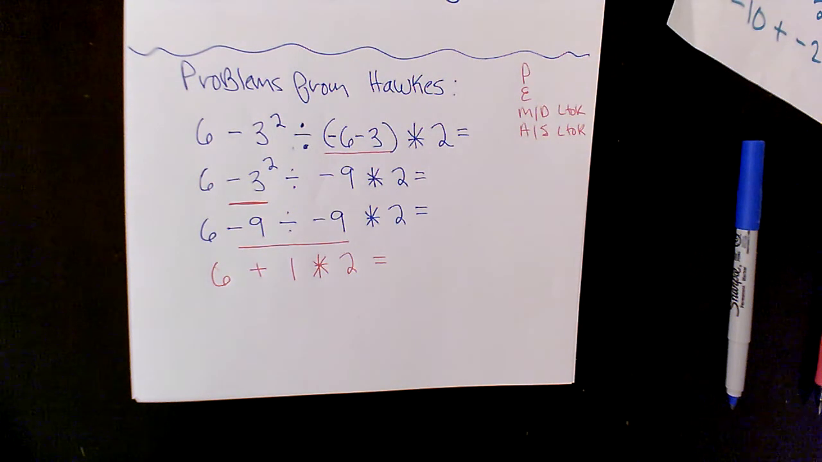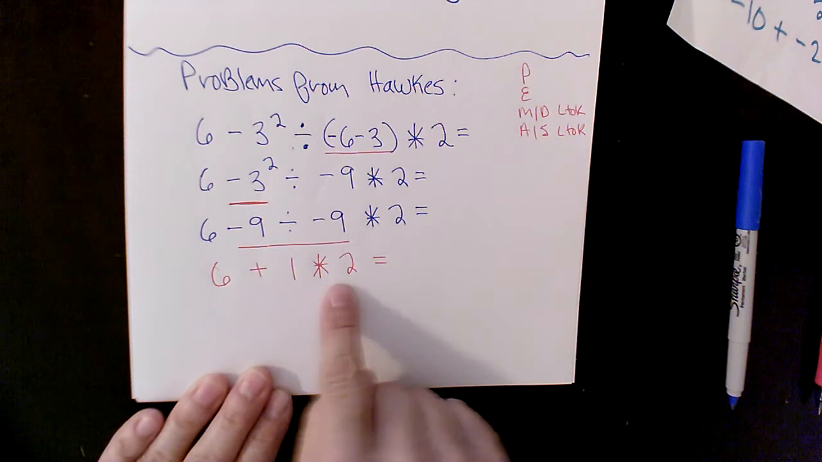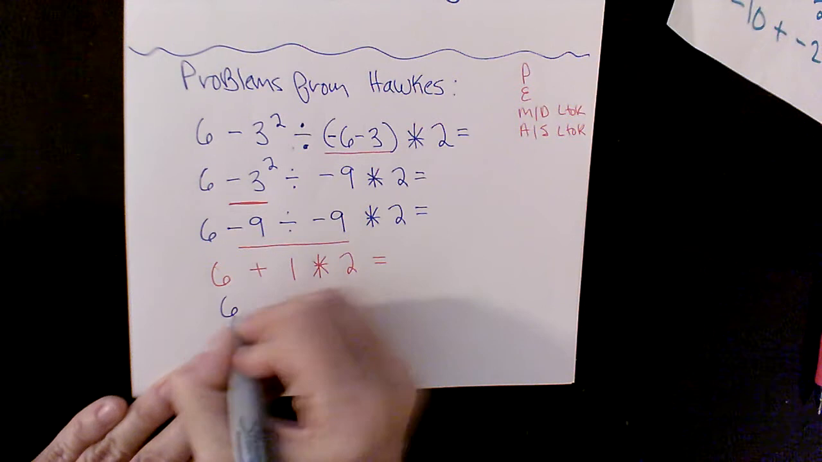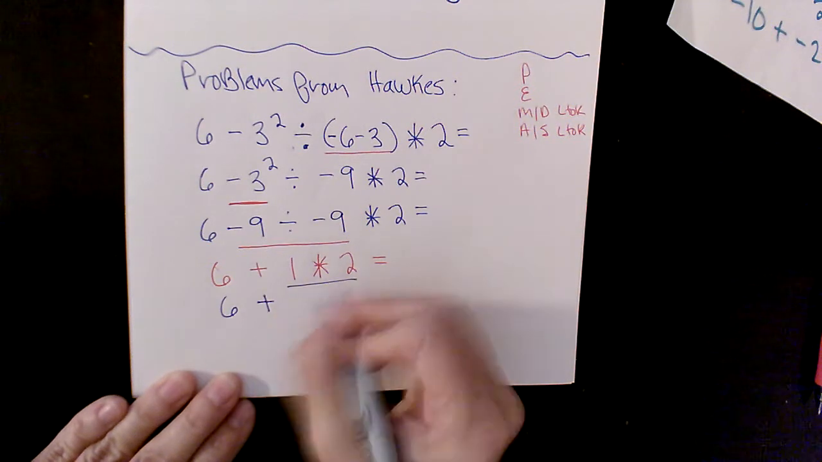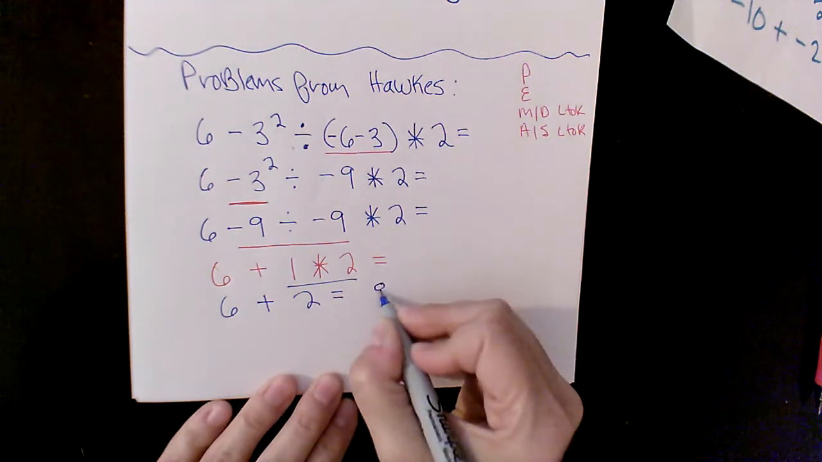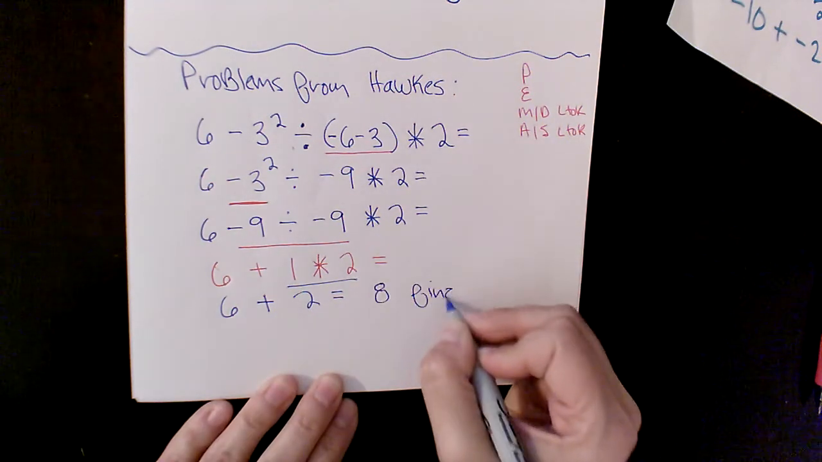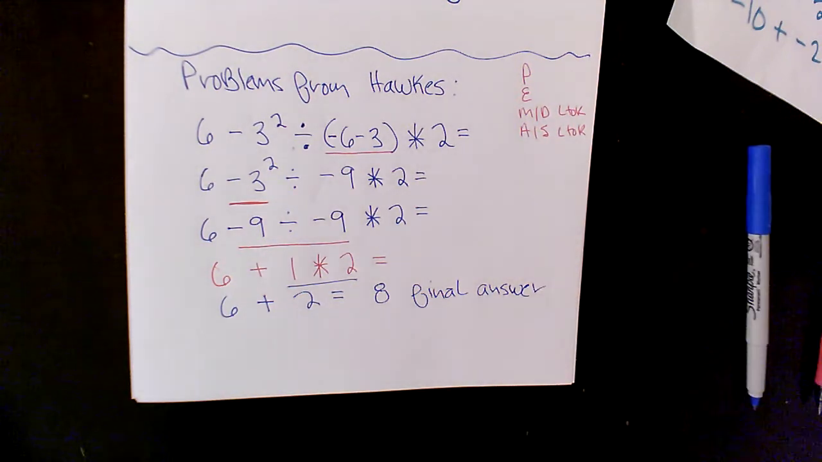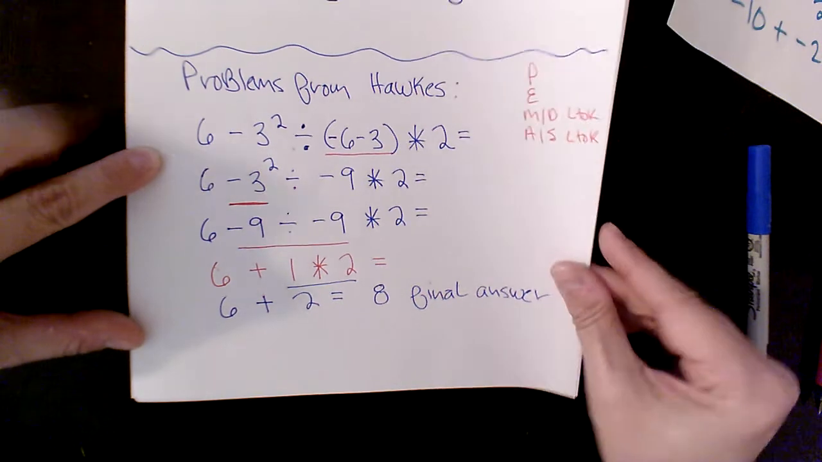And then multiplication, because we did the division. Now we're going to do the multiplication. 1 times 2 is 2. And then we're going to add the 6 and the 2. And if you were trying it on your own, you should have gotten 8. Okay, so that was one I had from Hawks.